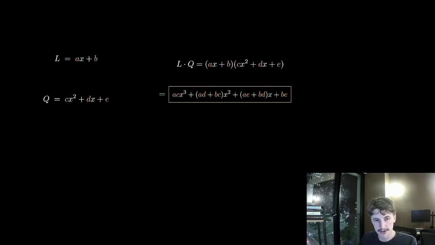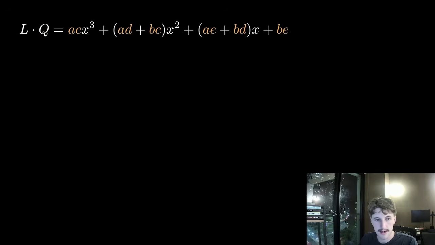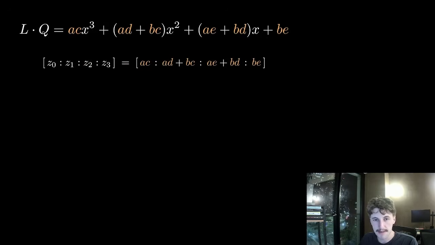AC x cubed plus (AD plus BC) x squared plus (AE plus BD) x plus BE. So when expressed as a ratio, the equivalent values of Z0, Z1, Z2 and Z3 are AC, AD plus BC, AE plus BD and BE. So can you recognise what we're doing here?